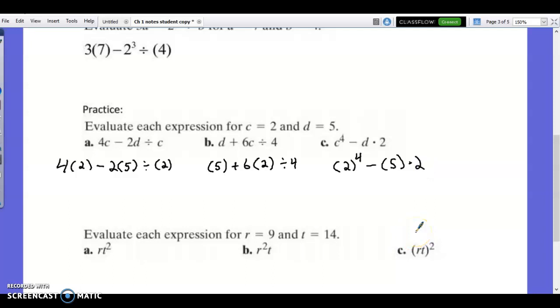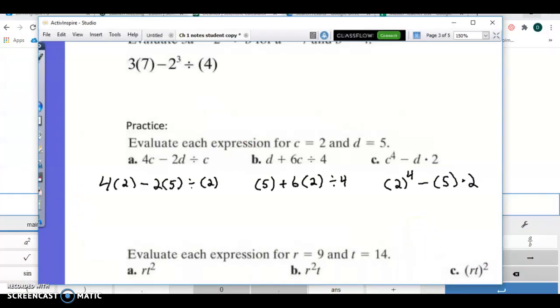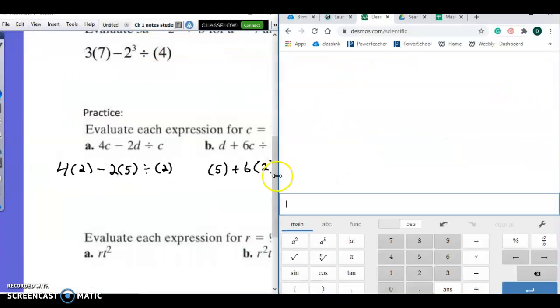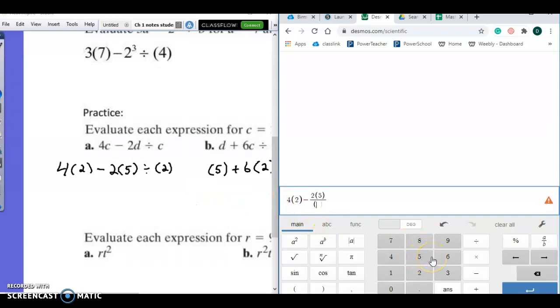All right, so once we do that, then we can just go ahead and type in the calculator the way we see it. And again, we're going to be using the parentheses in there. So for A, I'm going to write 4 parentheses 2 minus 2 parentheses 5. And these parentheses are going to do the operation for us. Okay, and then I'm going to divide this, so I need to go to my divide by the 2, parentheses 2. And this gives us an answer of 3.